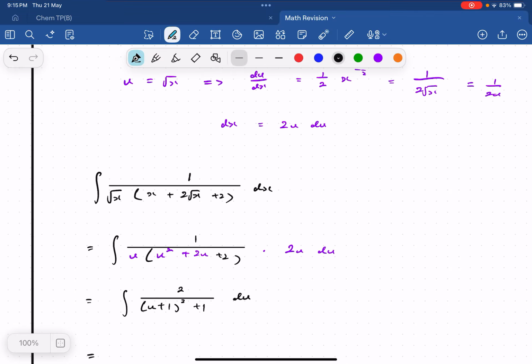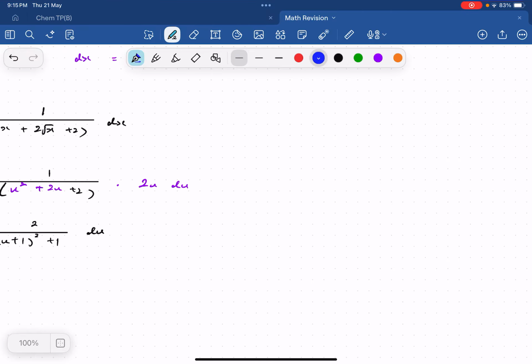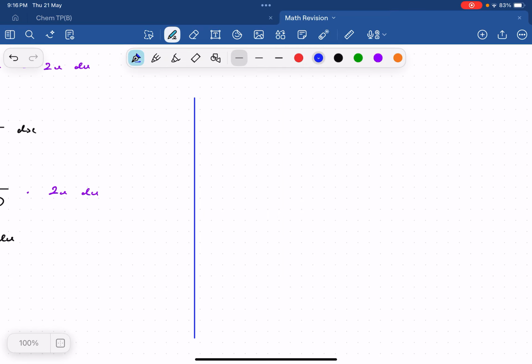Now, I will cover this bunch in part 3 of the series, but basically, another very, very big part of your topic on integration, okay, is actually dealing with these 4 standard forms in MF27. So I'm going to write these 4 forms out now. All of these are in your formula list, okay? So this is the first one.